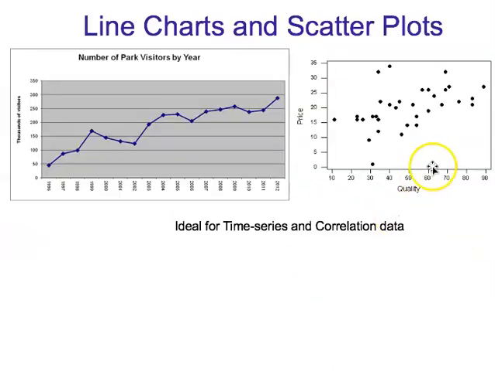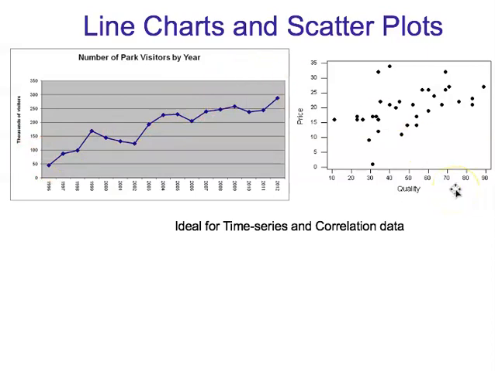Line charts and scatter plots are also useful for communicating data. Here we've got time series data of number of park visitors per year, and you can take the data points for different years here and connect them with a line, and you can start to see a trend. Looks like an increase in number of park visitors.